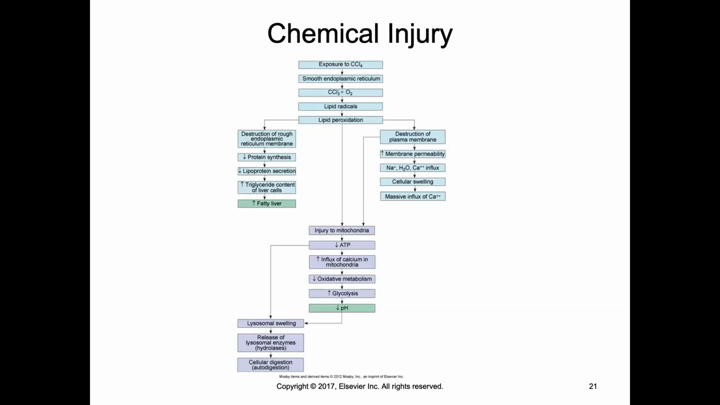This can lead to mitochondrial injury, a drop in ATP production, an influx of calcium in the mitochondria, a drop in oxidative metabolism, an increase in glycolysis, and a drop in pH. Because now, what are we doing? We're just running glycolysis and making lactic acid. Okay. This can result in lysosomal swelling, release of lysosomal enzymes, and then that's going to tear up the cell from the inside out. Okay. So all very bad in total.